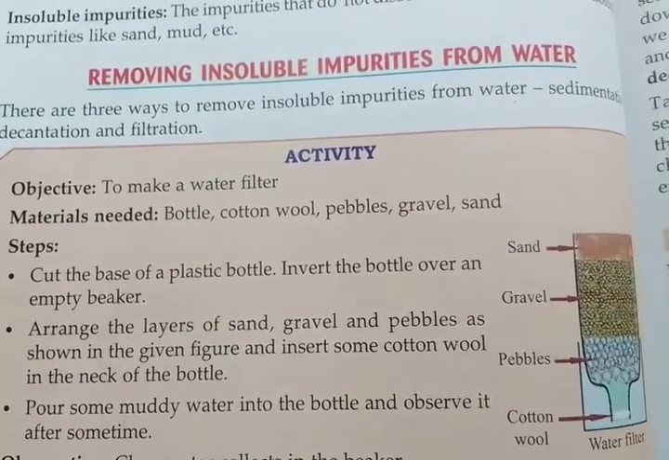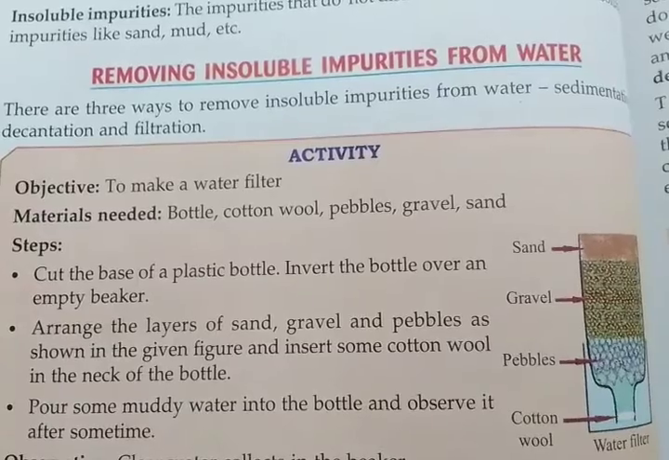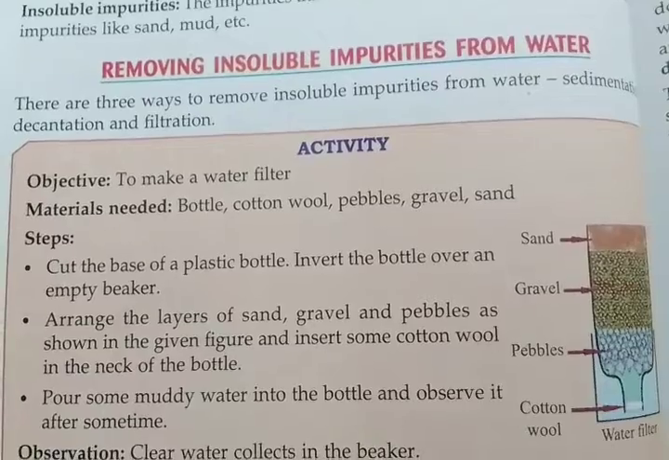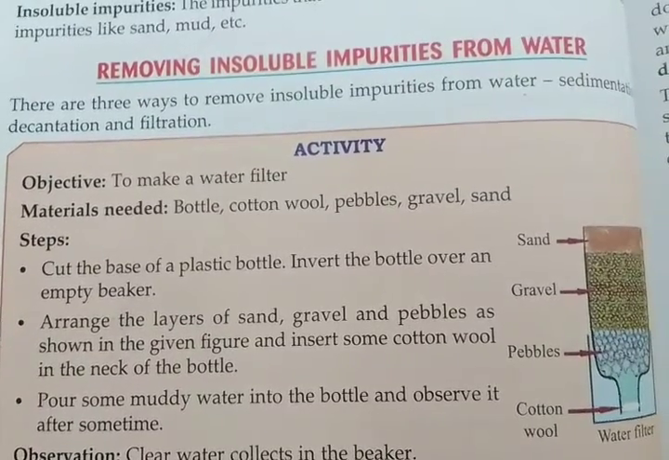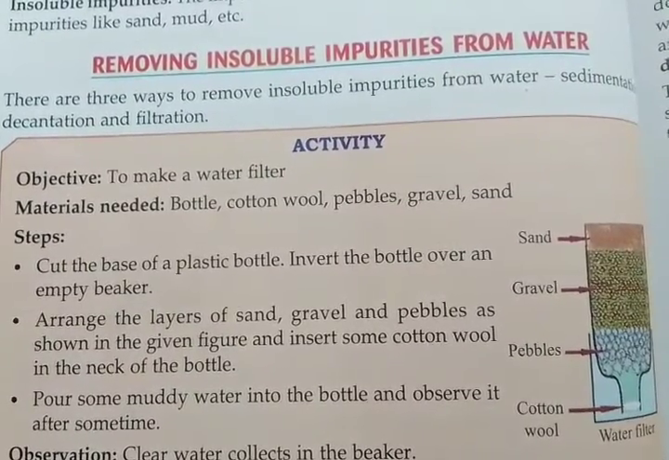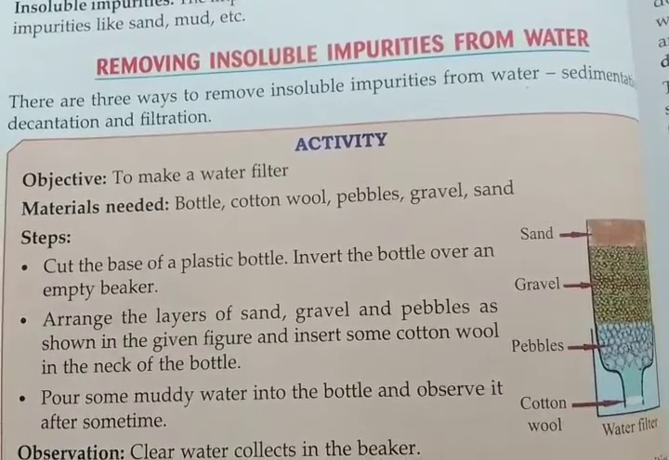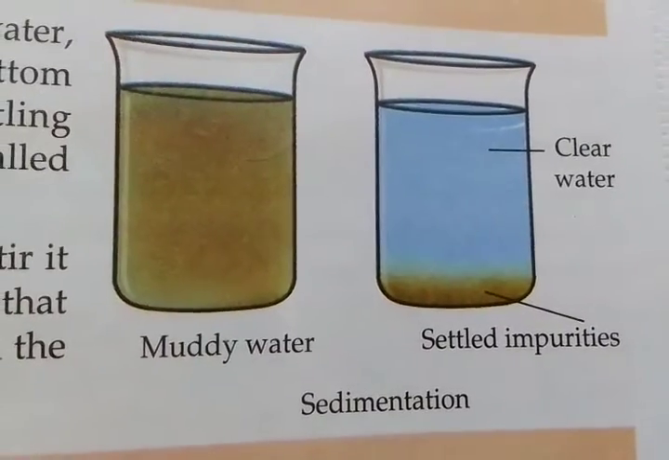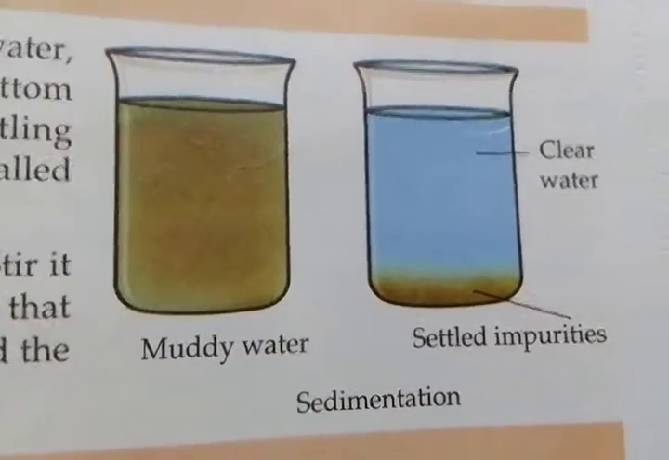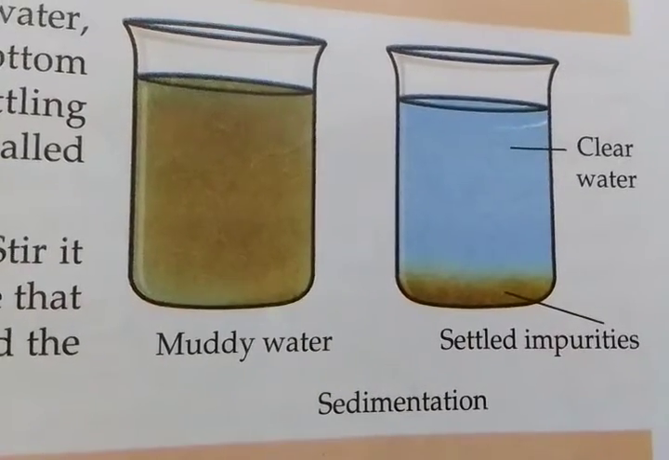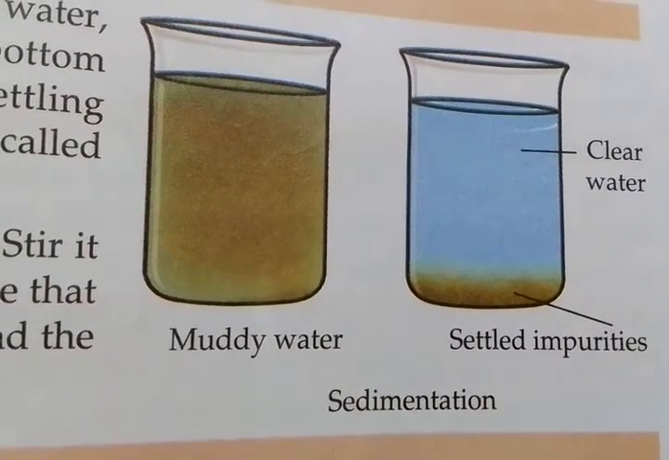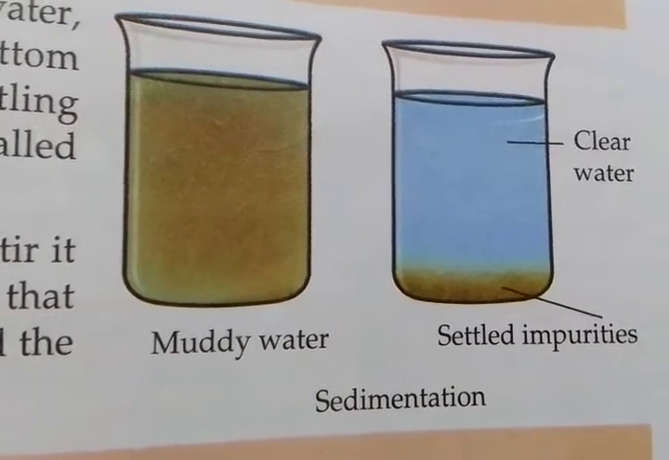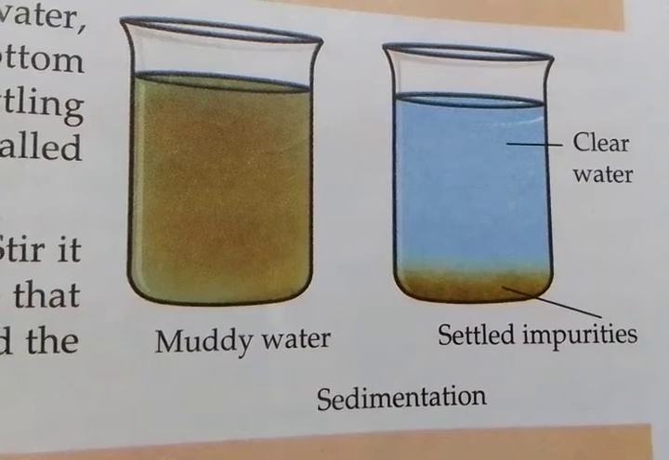So how can we remove insoluble impurities from water? There are three ways to remove insoluble impurities from water. These three ways are sedimentation, decantation and filtration. When we just give time to the muddy water to settle down, the impurities settle down at the bottom of the container. This process is called sedimentation.